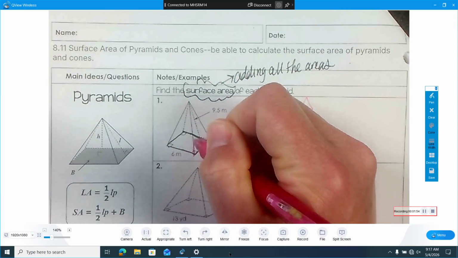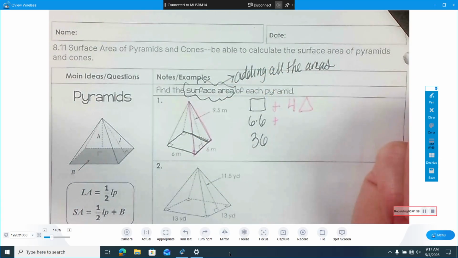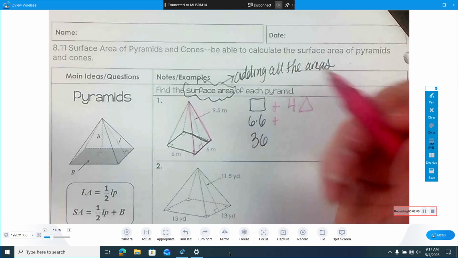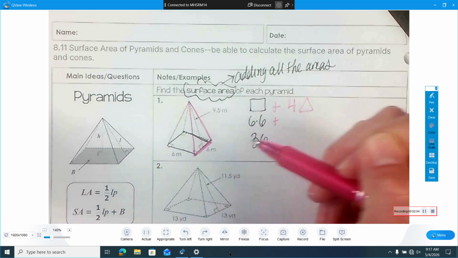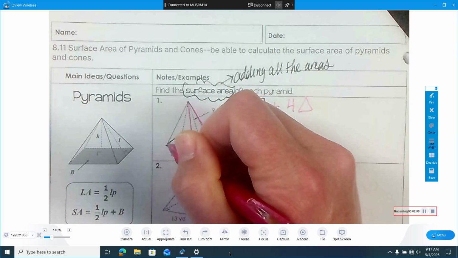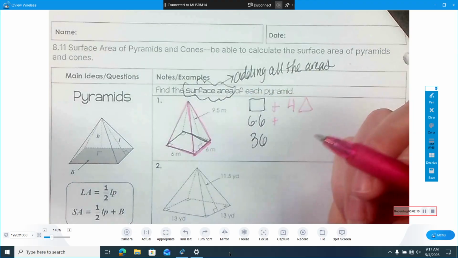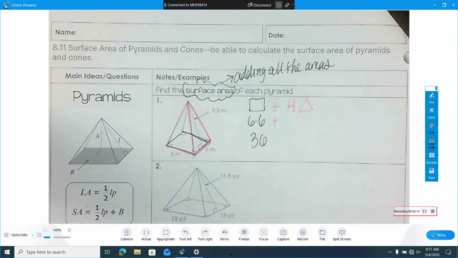How come all these triangles are the same? Because we do have a square base. So the base of the triangle is 6, and the base of this triangle is also 6. And they all have to come to the same point. So all 4 of these triangles are the same, and that's something you want to think through.